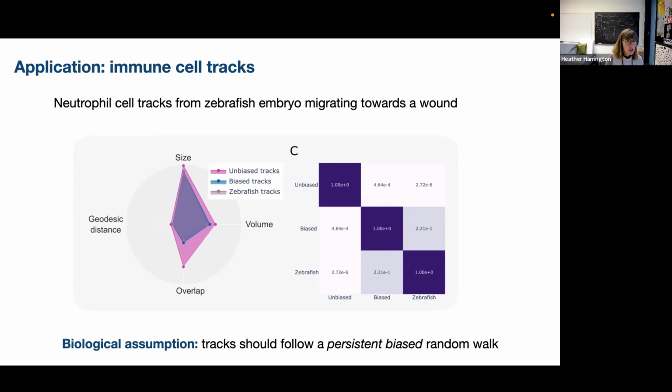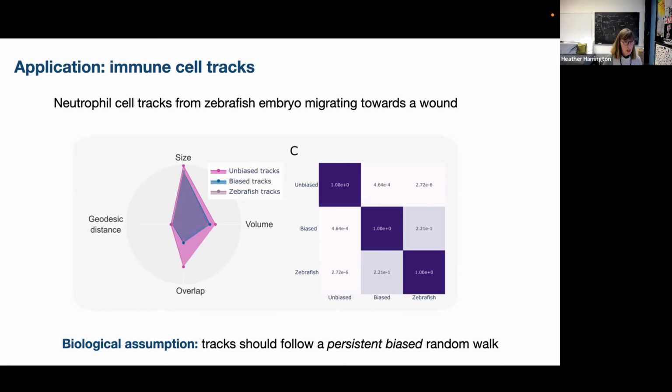And then what you can see is that the zebrafish tracks that have this bias, as well as simulated data that has bias and unbiased tracks, in the plot on the left, you can see that the bias and the zebrafish are almost indistinguishable in terms of the hyperTDA analysis of the geodesic distance, the community size, the volume of these persistent homology communities, and their geodesic intersection. So we looked at these different properties.